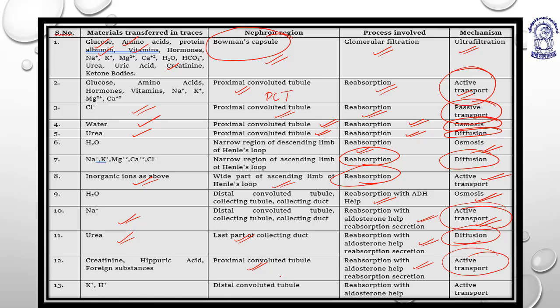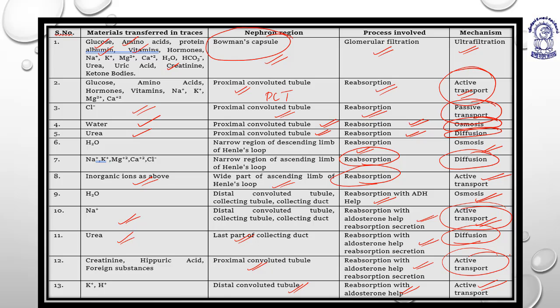K+ and H+ in the distal convoluted tubule: secretion is done with the help of aldosterone by active transport. Creatinine, hippuric acid and foreign substances are also secreted by active transport in the PCT. Urea in the last part of the collecting duct moves by diffusion. Na+ in the distal convoluted tubule, collecting duct and collecting tubule is reabsorbed with aldosterone, by active transport. Water in the distal convoluted tubule is reabsorbed by osmosis.